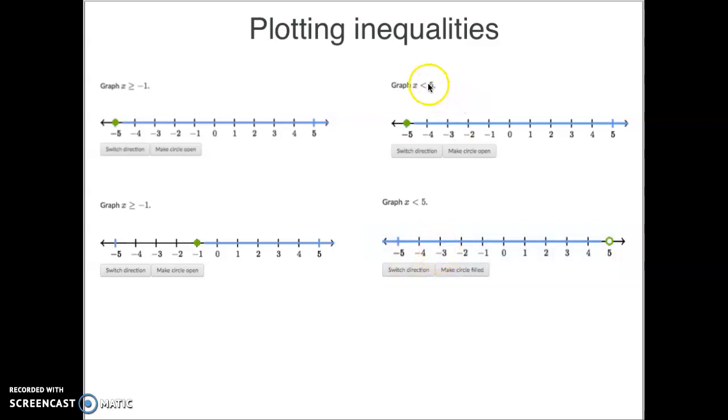Another way of thinking about it, this little inequality sign kind of points in the direction the arrow should go. So this one points to the left, your arrow should go to the left. This one points to the right, so your arrow should go to the right. Hopefully that makes it easy. Plotting inequalities should not be the most difficult in the world.